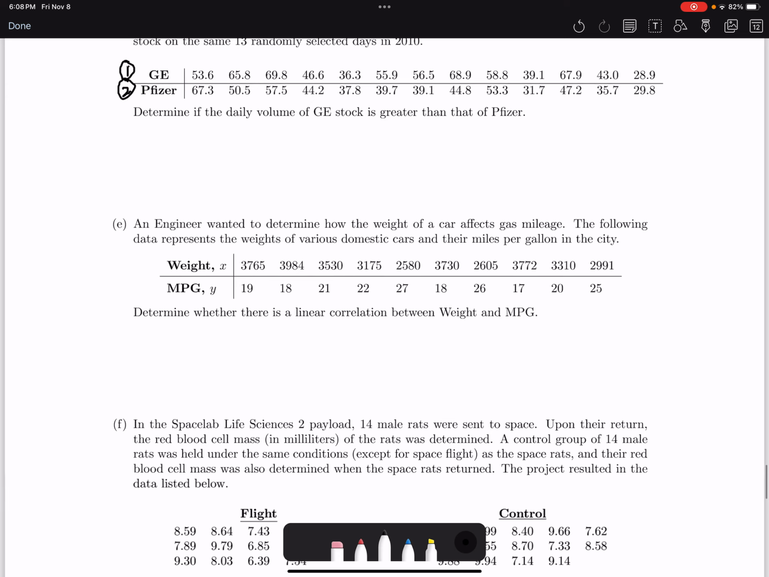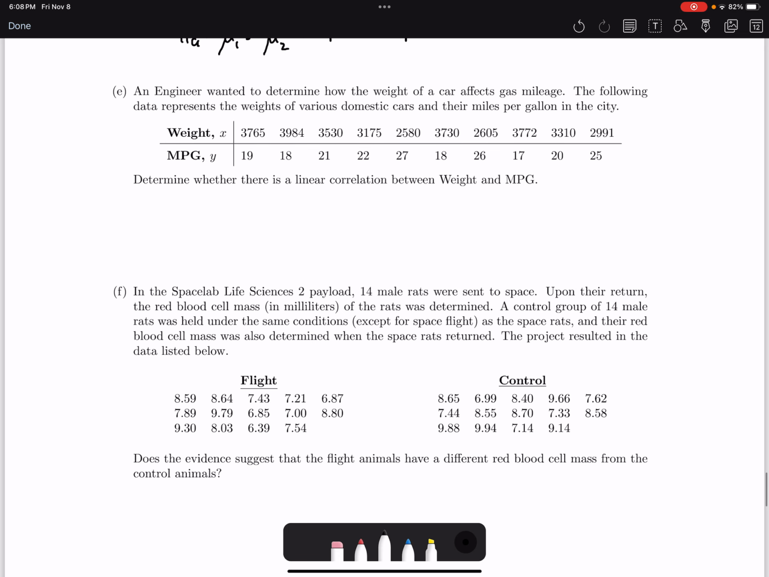Okay, part E. An engineer wanted to determine how the weight of a car affects gas mileage. The following data represents the weights of various domestic cars and their miles per gallon in the city. And we've got the data there. It says determine whether there is a linear correlation between weight and miles per gallon.